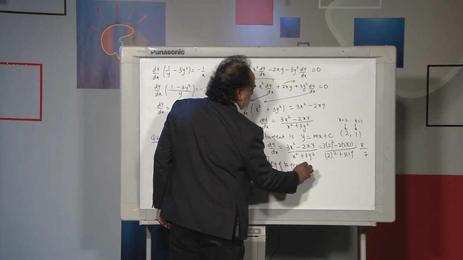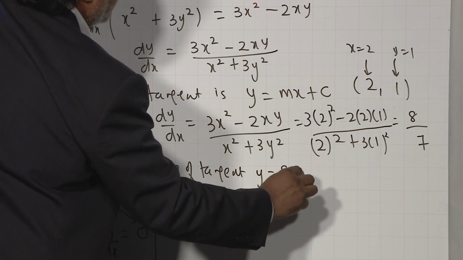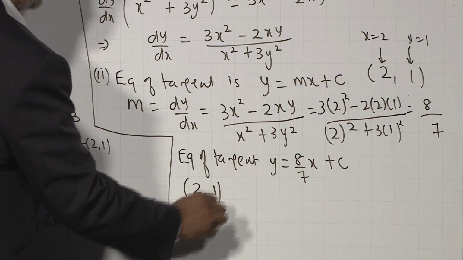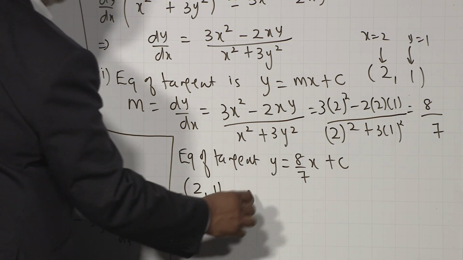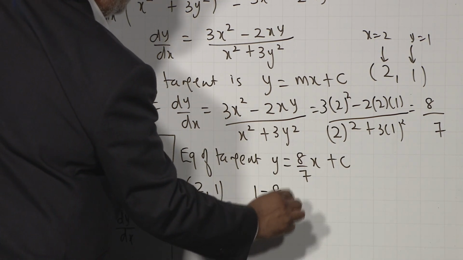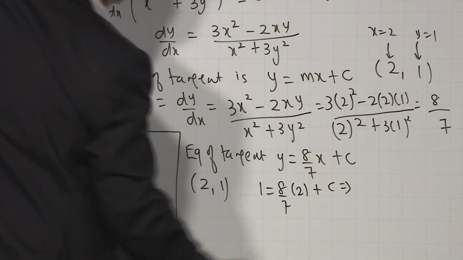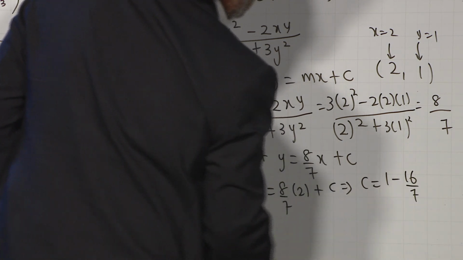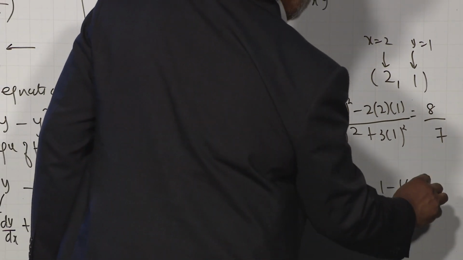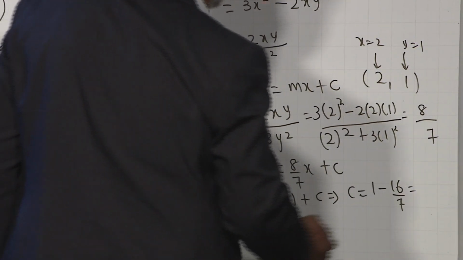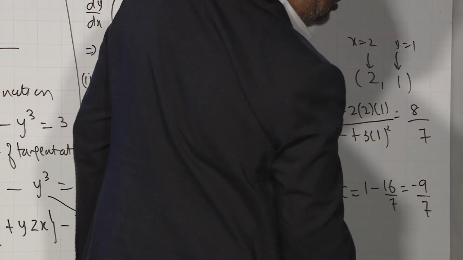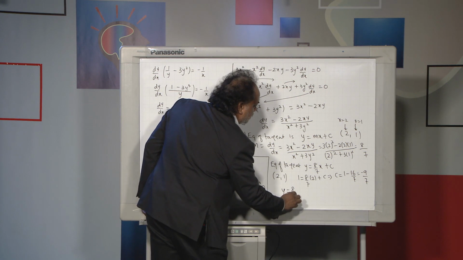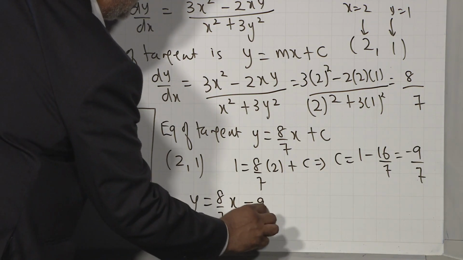Equation of tangent, 8 over 7x plus c. Replace x by 2 and y by 1. Right, this gives c to be 1 minus 16 over 7. So, this gives us minus 9 over 7. Hence, equation of tangent is 8 over 7x minus 9 over 7.